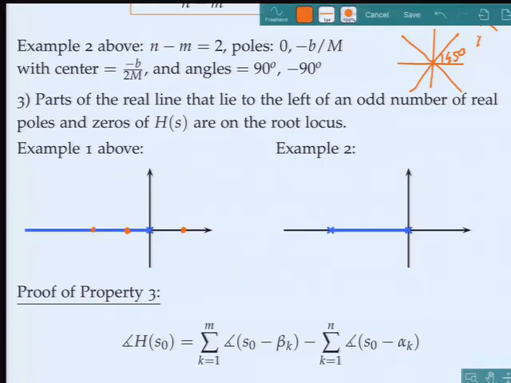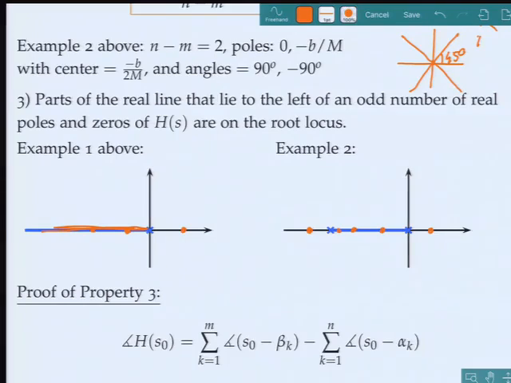Anything here has one pole to its right, therefore this is all on the root locus, but this point is not. In this example, we have two poles. This point is not on the root locus because there is no pole to its right. At this point, you have one pole to your right, and that continues until you reach this point. Once you pass this, you have two poles on your right. An even number means you are not on the root locus, on the real line. The principle is very simple.